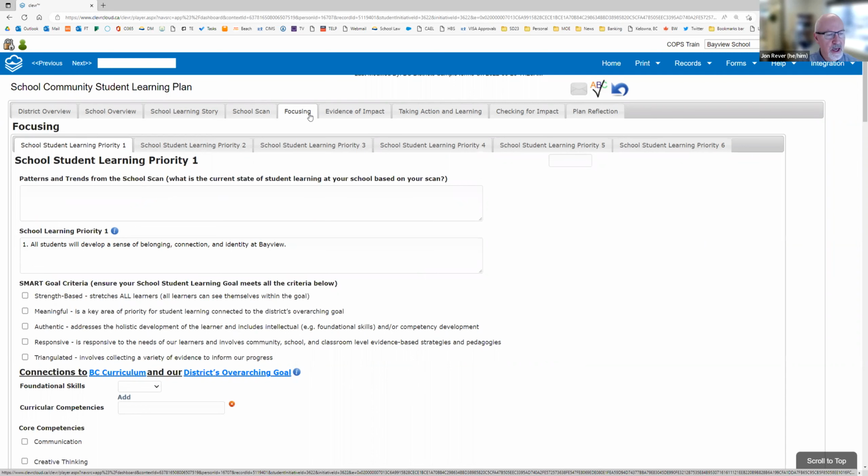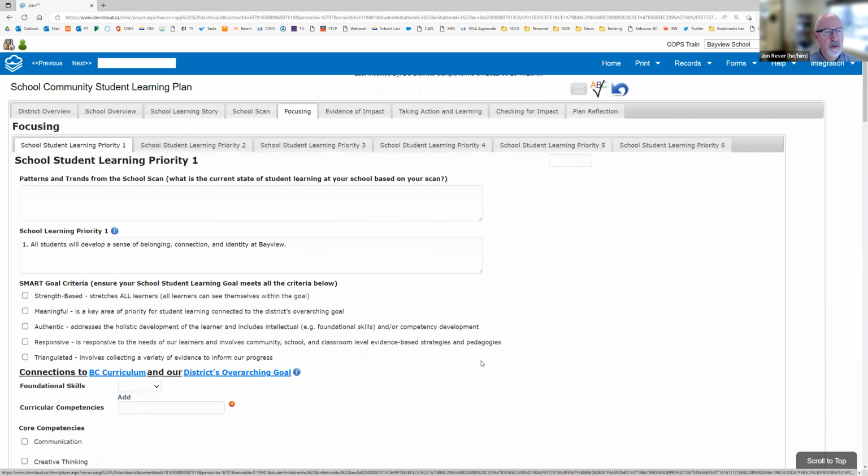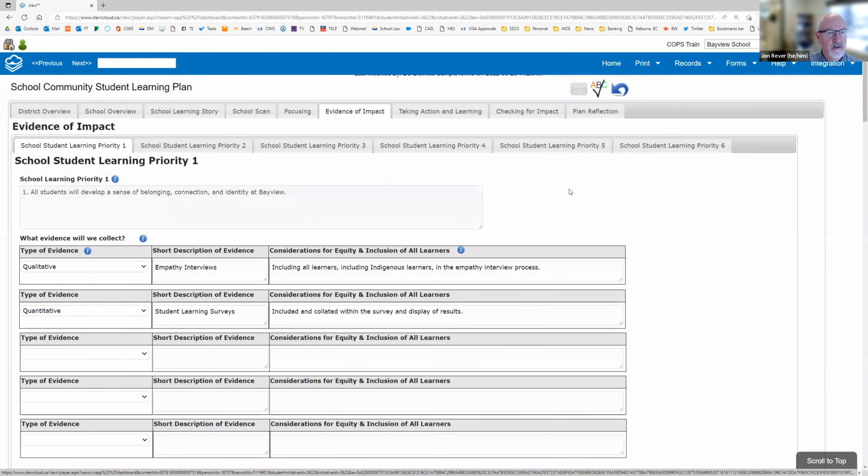And once they do that alongside their staff, because again, this is a collaborative process, they're making connections to SMART goal criteria, they're making connections to the BC curriculum and to our district's overarching goal. And this is a really important component when we're trying to build alignment and coherence across our system. We then move into evidence of impact. And this is the process where they're breaking that learning priority down into specific areas that is supported by a range of evidence. And that evidence is identified and documented.